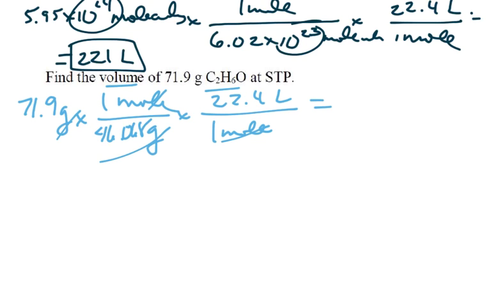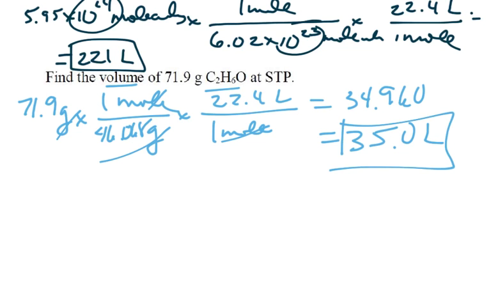So I do 71.9 times 22.4 divided by 46.068. And for that, I get 34.960, which I'm going to round that off to 35.0 liters of the C2H6O, assuming that that's a gas at STP. And that's the quick check.